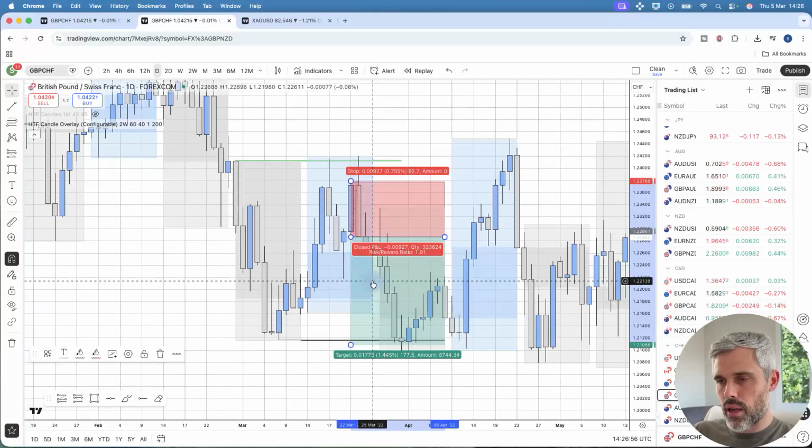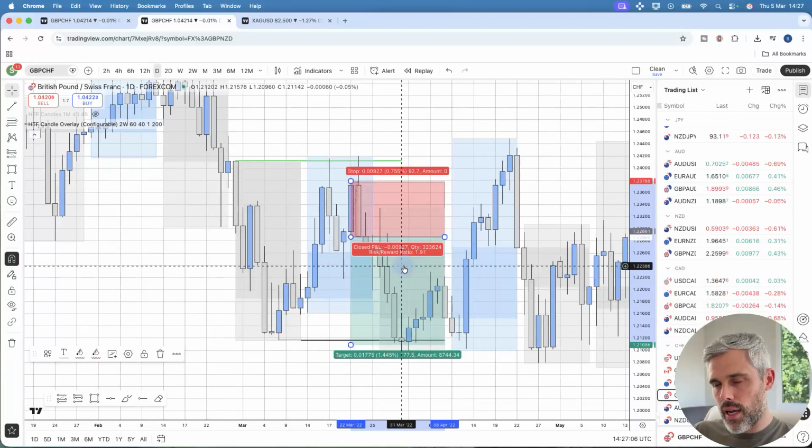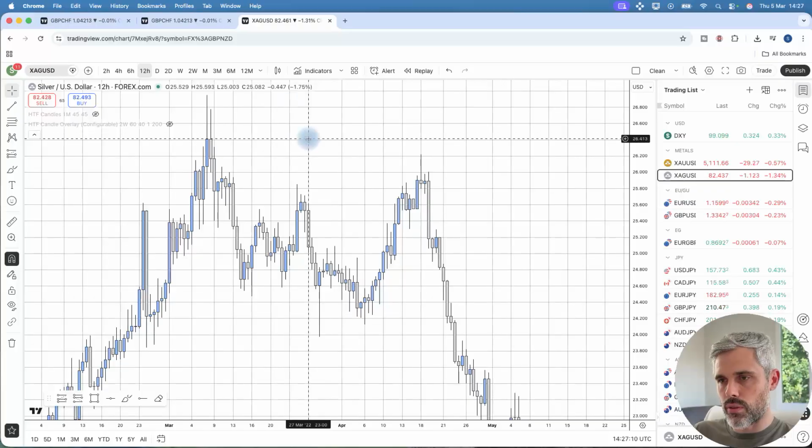The crucial part here is that we're aligning our execution time frame, whether that's 6-hour, 12-hour, daily, with higher time frame AMD, because that is how markets move. Let me show you another example on silver.